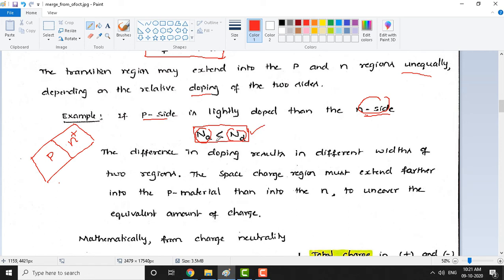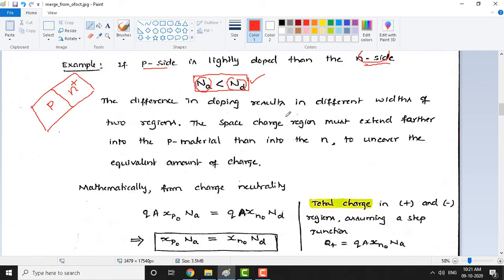What happens with the difference in doping? The difference in doping results in different widths in the two regions. In this junction, the depletion region will get more widened to the p side, and it will be narrow on the n side. You will see more width here and less width here, because of this kind of doping, where the n side is heavily doped compared to the p side.